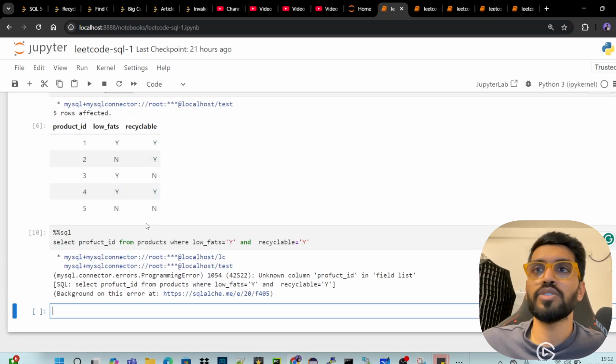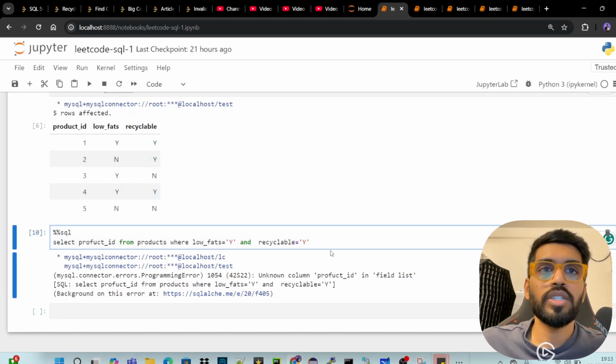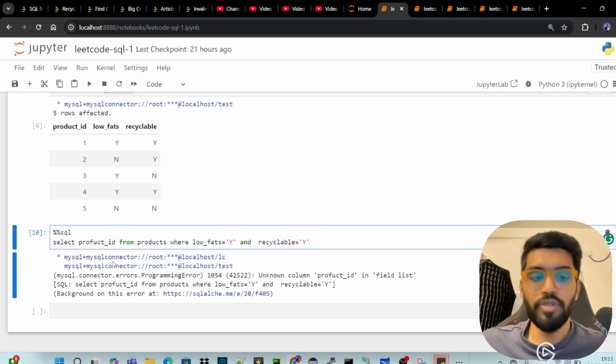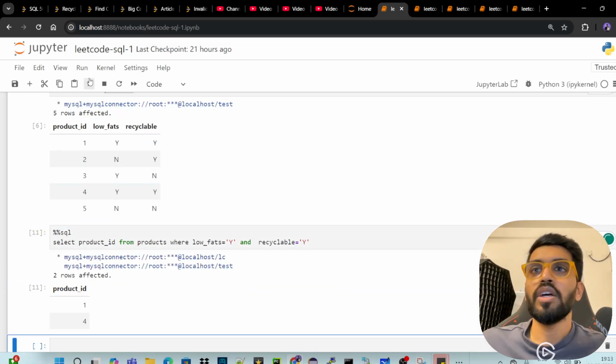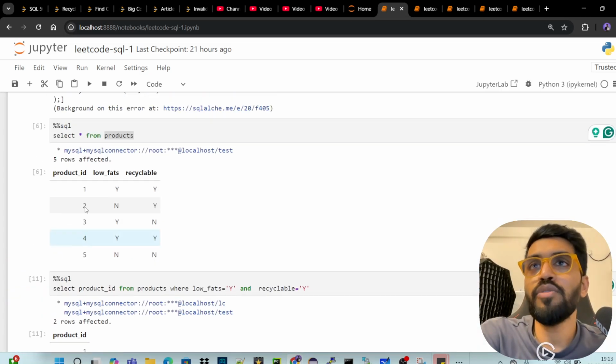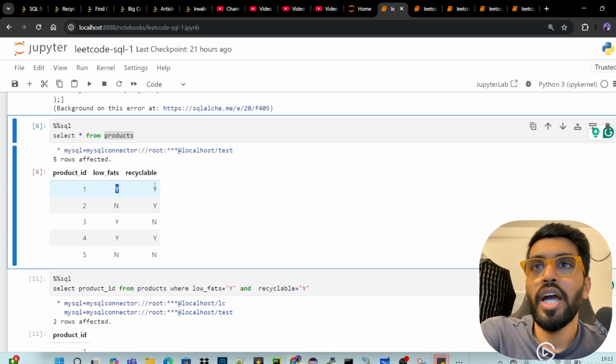So let me run this code. Okay, product ID, fine. So if you see here, we have 1 and 4. Product 1 is Y, and the fourth product is also low fat and recyclable. So the answer is straightforward, right?